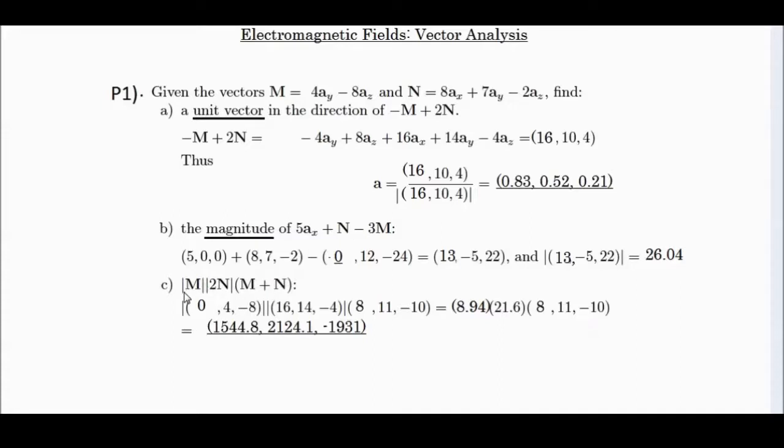And to evaluate the expression, absolute value of m multiplied with absolute value of twice of n multiplied with m plus n, we insert the values given, the m vector, n vector, into this expression. The m vector is here, the n vector is here, and m plus n is here. And we evaluate the absolute values and multiply the product of the two absolute values with the vector itself, and we get the result.